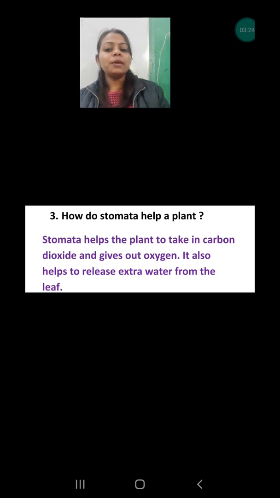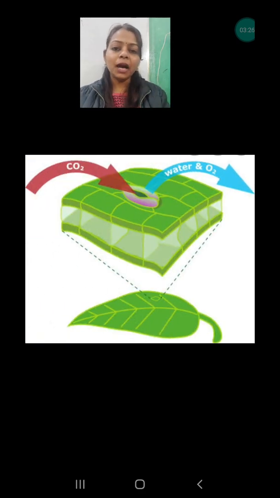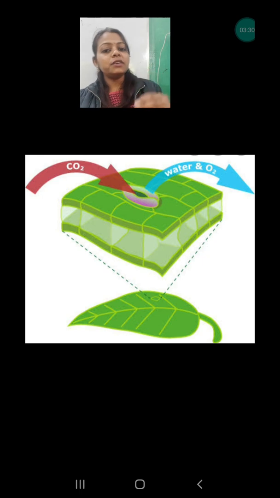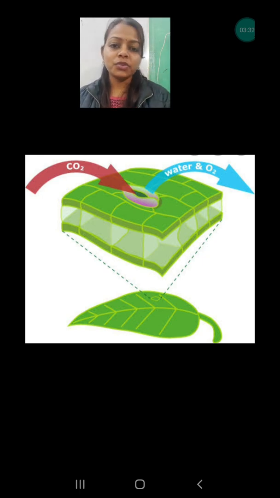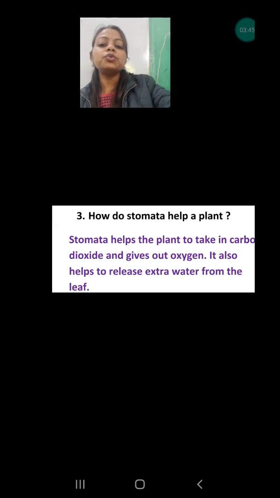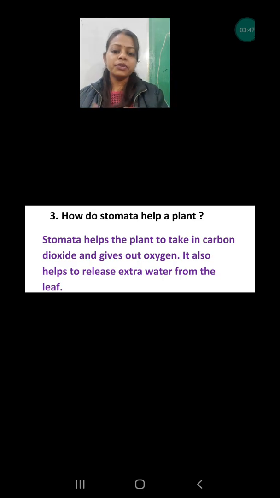Lungs. In the same way, the stomata in the plant also help them to take in carbon dioxide and release water and oxygen from the plant. It not only exchanges the gases, but it is also used to release the excess amount of water from the stomata. So there are two functions of the stomata. First, exchange of gases, and second, to release the extra amount of water.